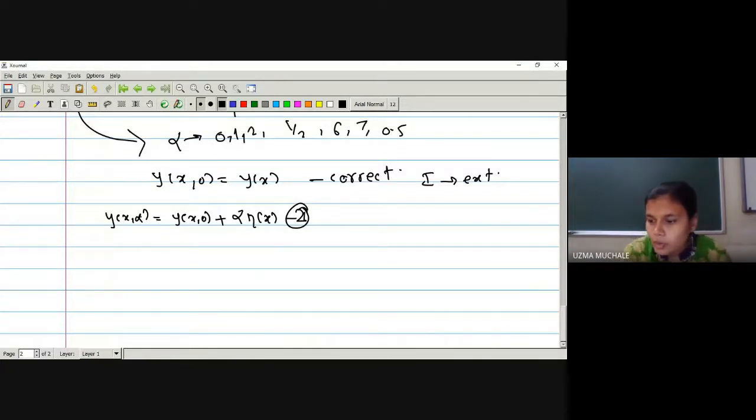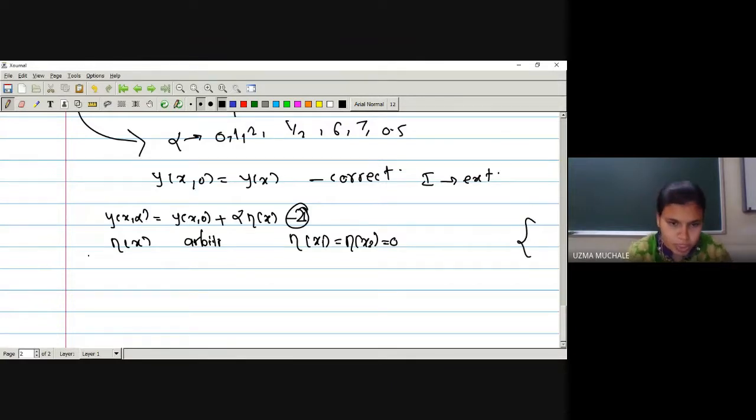Now, we have to construct eta of x as an arbitrary continuous function in such a way that eta of x1 is equal to eta of x2 is equal to 0. Why are we assuming this? Because we have to use a basic lemma of calculus of variations. So we construct eta of x in such a way that eta of x1 equals eta of x2 equals 0. What does this condition mean?